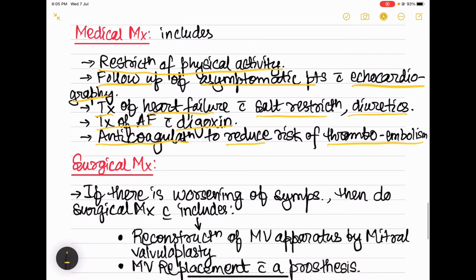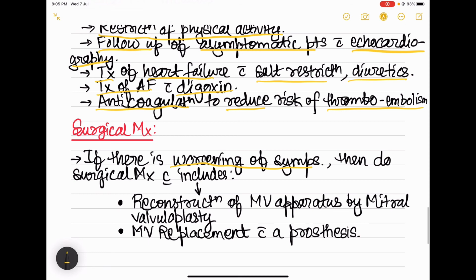Then surgical management is done if there is worsening of the symptoms, and the surgeries which can be done are reconstruction of the mitral valve apparatus by mitral valvuloplasty, or we can do mitral valve replacement with a prosthesis. So these are the two surgical options.